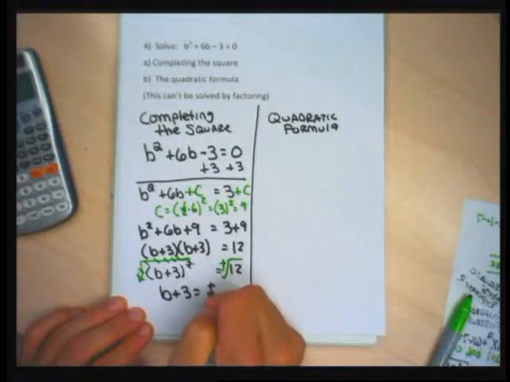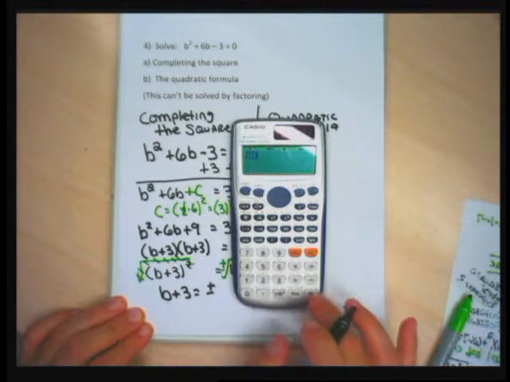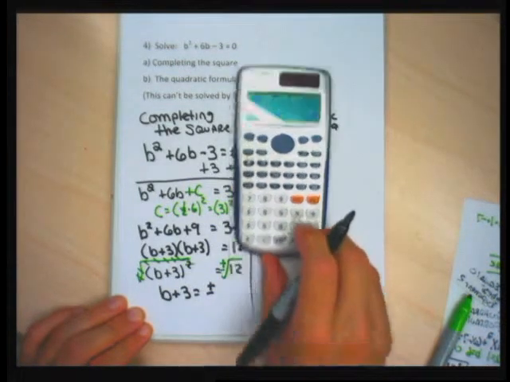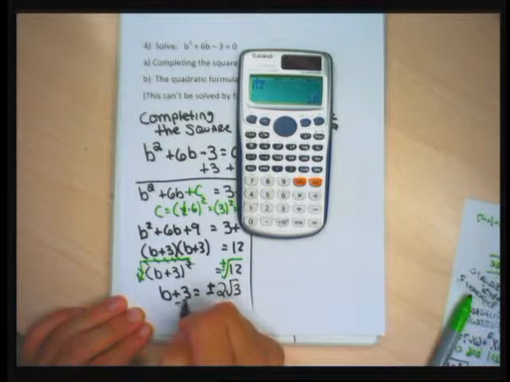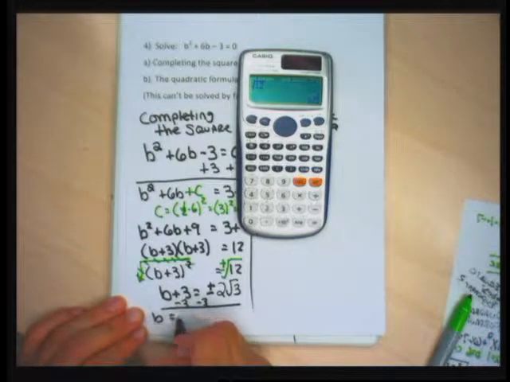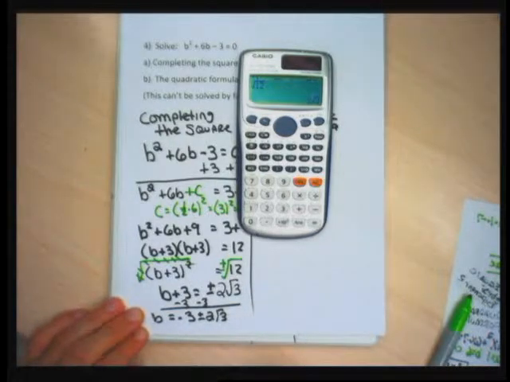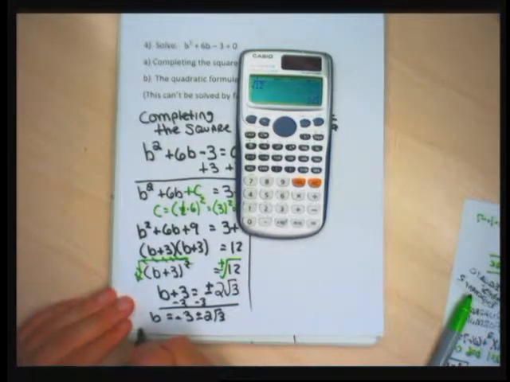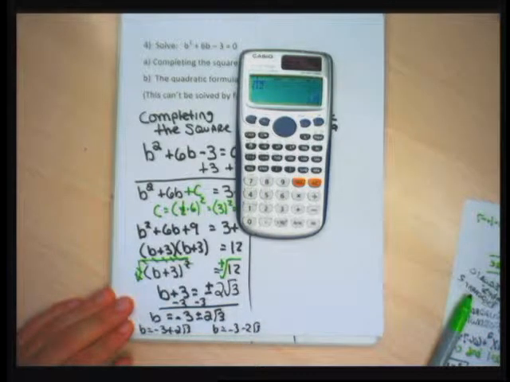On the right side, the plus or minus symbol doesn't go away, but the square root's reducible. The square root of 12 reduces to 2 times the square root of 3. So I'm going to write this as plus or minus 2 square root of 3. I'm going to subtract 3 from both sides and get b equals negative 3 plus or minus 2 square root of 3. If I tried to make separate problems, b equals negative 3 plus 2 square root of 3 and b equals negative 3 minus 2 square root of 3, neither one of those is simplifiable.